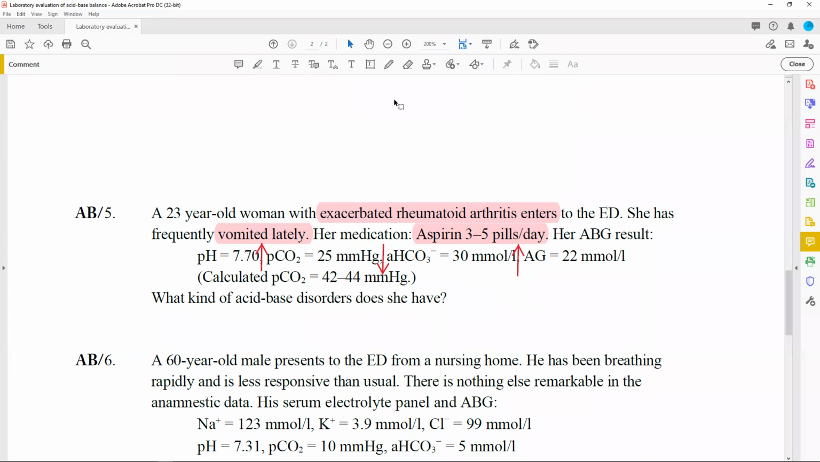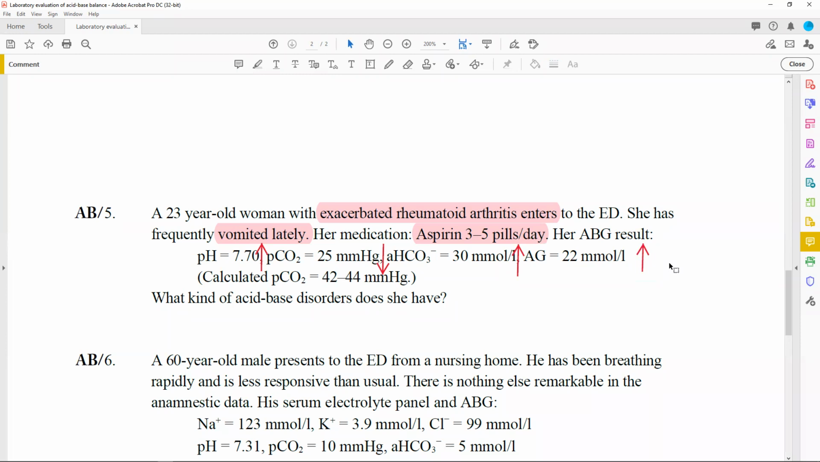Okay. What about an anion gap? You have to calculate an anion gap anyway. Okay? So yes? It's increased. The anion gap is increased, so we have an anion gap metabolic acidosis as well. Okay, now, very importantly, an anion gap is used to specify the cause of metabolic acidosis.